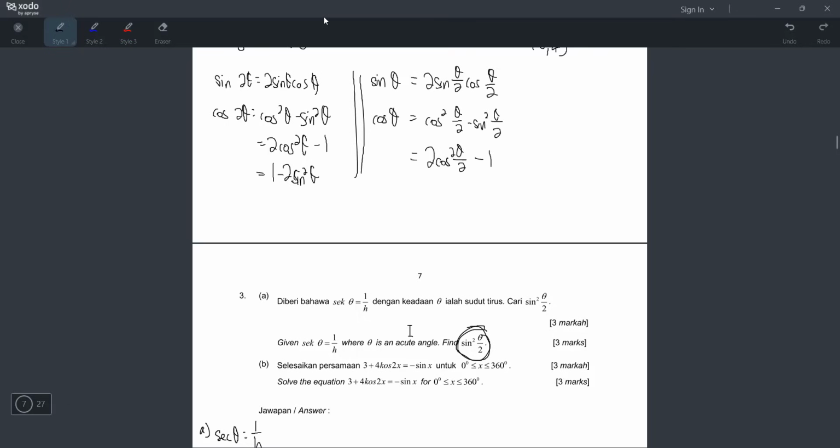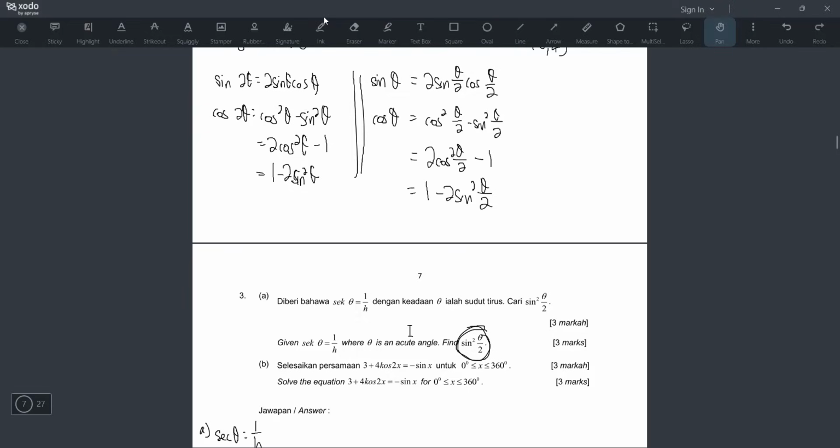So cos theta over 2 minus 1. And the last one will be 1 minus 2 sine square theta over 2. After writing all this, now tell me which formula I will use to find sine square half angle. Please remember, I'm trying to change the theta over 2 to theta, right?